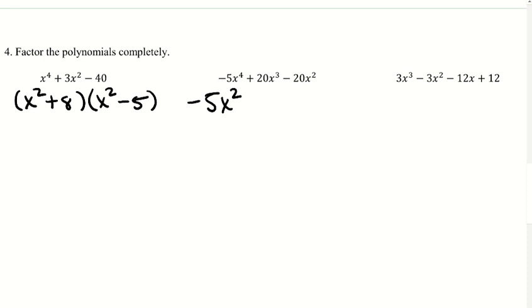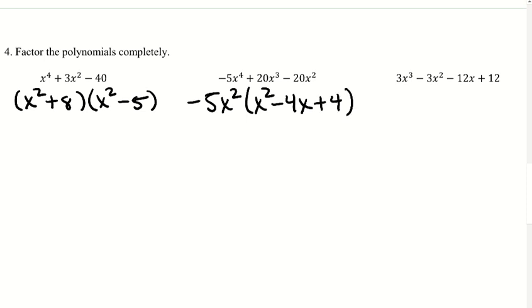Personally, I'm also going to factor out a negative because I don't like the leading coefficient to be negative when I'm factoring. So I'm factoring out a negative 5x squared, and I think, what do I multiply a negative 5x squared by to get negative 5x to the 4? And that would be x to the 2. This would be minus 4x and plus 4.